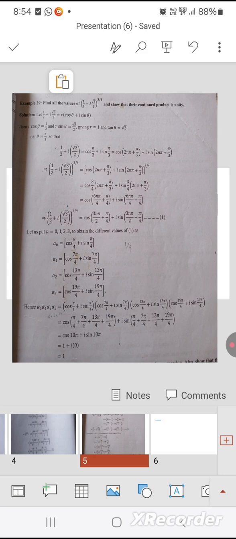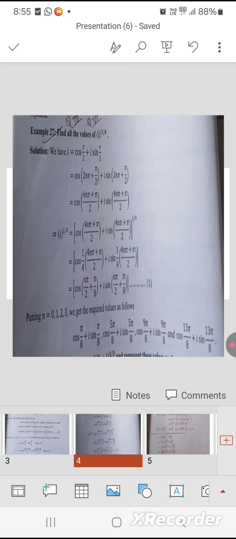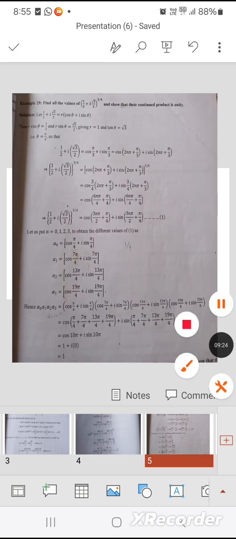So here we find that the continued product is unity. I hope you understand De Moivre's theorem and finding roots with it. Try on your own, and refer to these examples. You can refer to this method of writing the example in your exam.